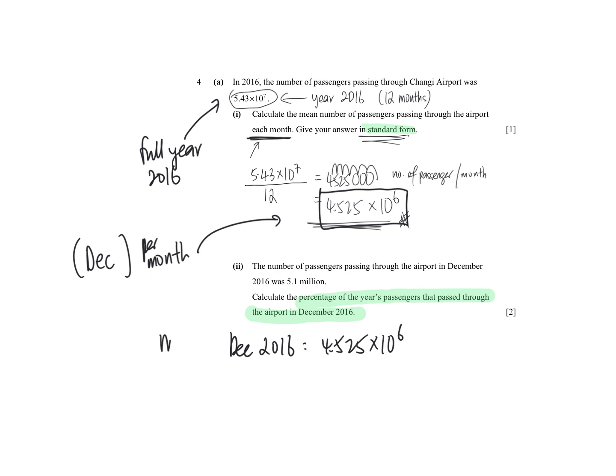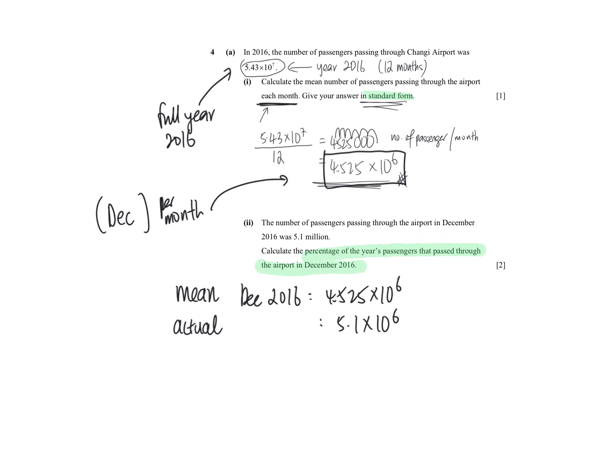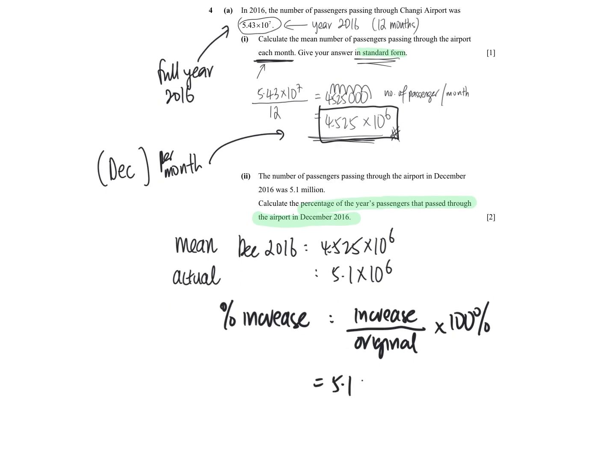Okay, this is the mean number, but the actual is 5.1 million. So they are asking you how much it has increased. So percentage increase is always the increase over the original times 100%. So how much increase? 5.1 minus 4.525, over your original, times 100%.